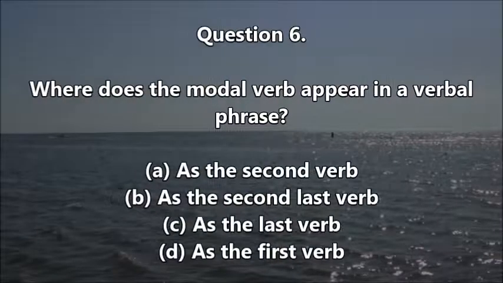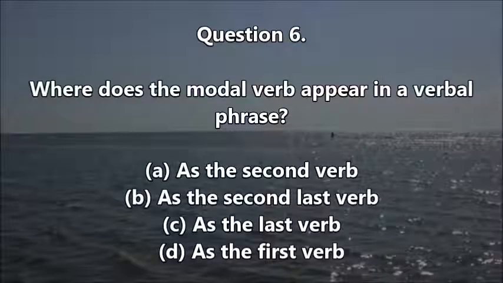Question 6. Where does the modal verb appear in a verbal phrase? A. As the second verb. B. As the second last verb. C. As the last verb. Or is it D. As the first verb?